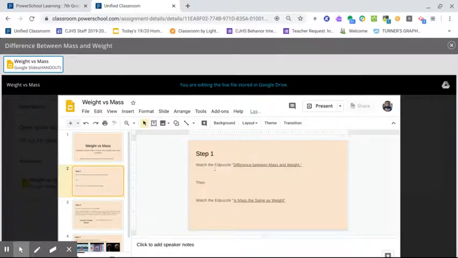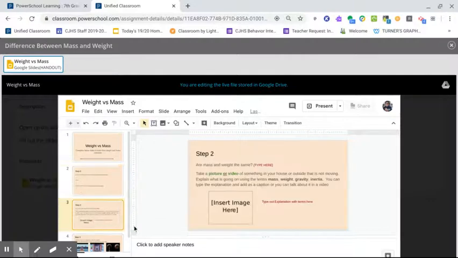Once you're done with both Ed Puzzles, you're going to go to step 2. You're going to answer, are mass and weight the same? And then this is kind of like last Friday's assignment. You're going to look around, and I want you to take a picture, or maybe a video, of something in your house that is not moving. It's based on the first Ed Puzzle you're doing.